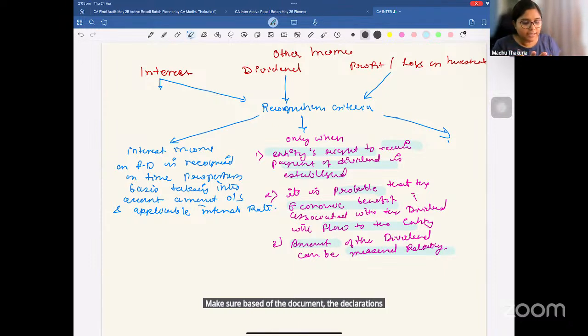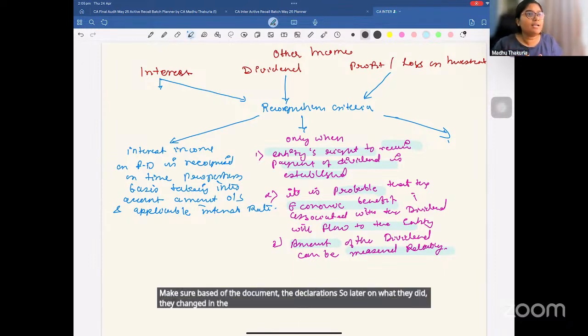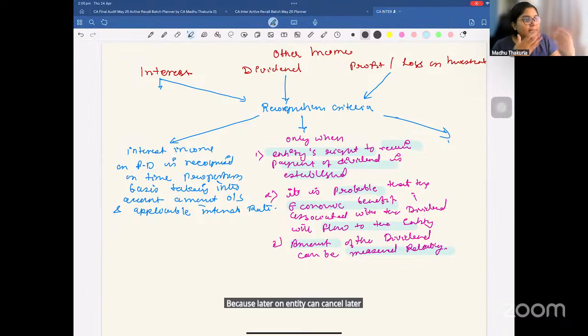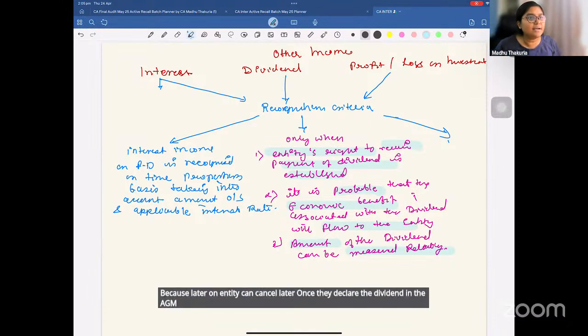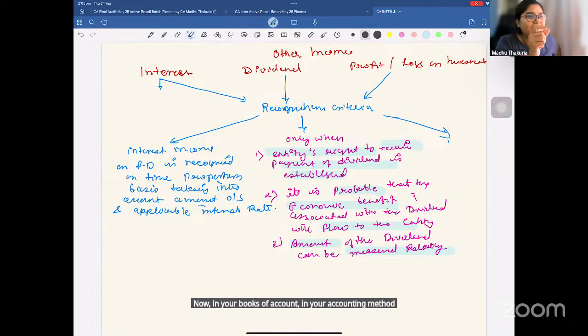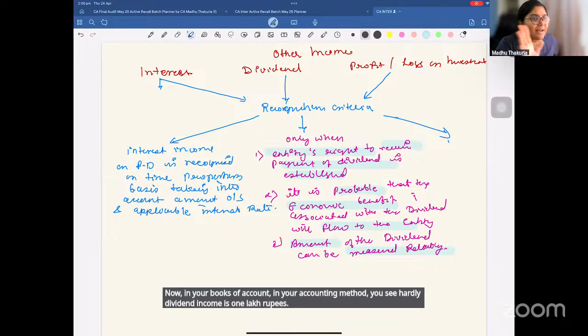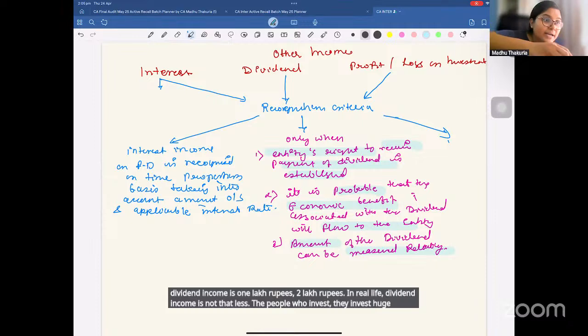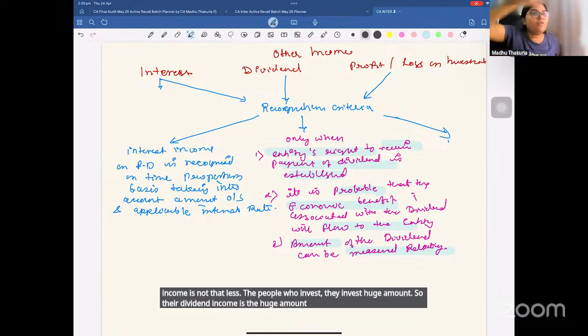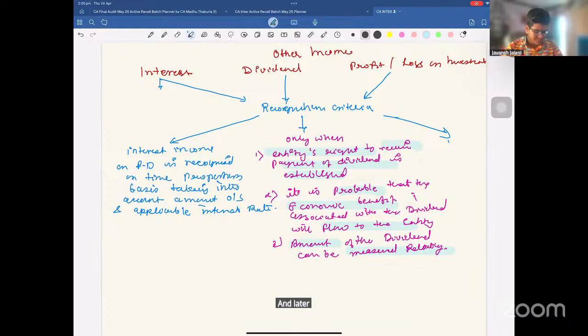Later on, they changed the accounting and said unless you actually receive the amount, you don't book the dividend just based on the declaration, because later on the entity can cancel it. Once they declare the dividend in the AGM, sometimes they cancel it. Then there are entities who end up overstating dividend income. In your books of account you see dividend income of hardly 1 lakh or 2 lakh rupees, but in real life dividend income is not that small. The people who invest, invest huge amounts, so their dividend income is huge. So there is a huge inflation in other income, and later on that amount is not realized.